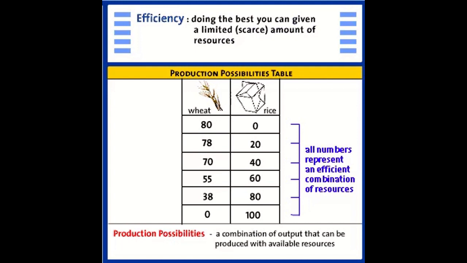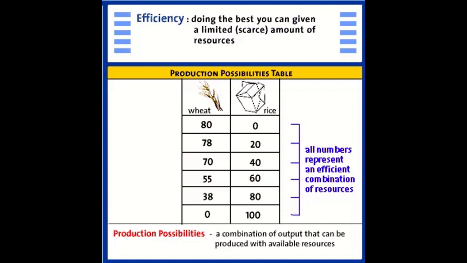The combination 70 and 40 is another efficient combination. That is, the maximum amount of wheat that we can get out of our economy when we're producing 40 bushels of rice is 70 bushels of wheat, if we're using all of the resources in the best uses possible and everyone is working as productively as they can.